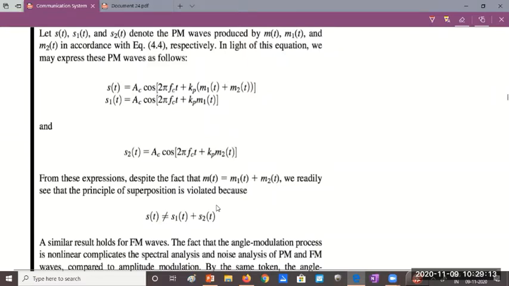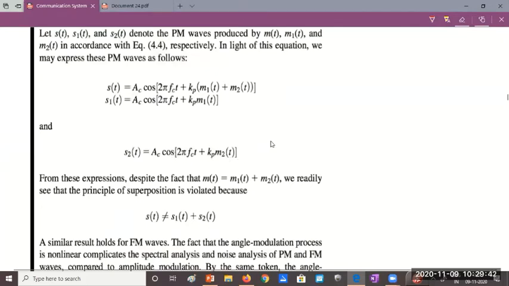and I'll get the same result if I try to do the same thing with respect to FM also. That means 2 pi fct plus 2 pi kf integral of m1 plus m2 I will get. And if I take individual message components, I'll get 2 pi kf integral m1 in the first one, and in the second one 2 pi kf integral m2. Similarly, since they are within this cosine, they will not be equal.